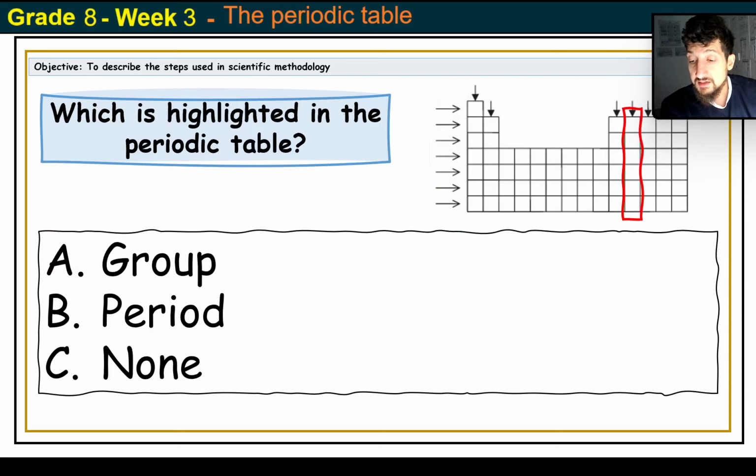Which is highlighted in the periodic table here? Over here, what is that? Is that a group or a period or none of them? Well, we should know by now that that is a group.